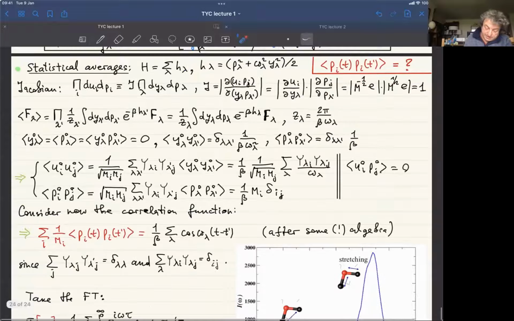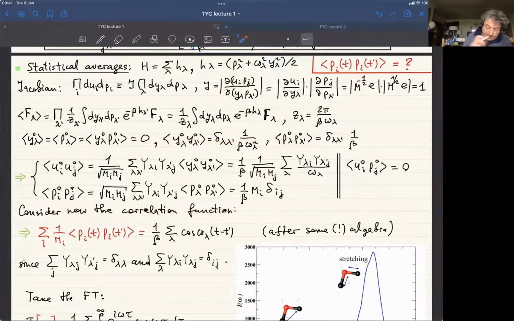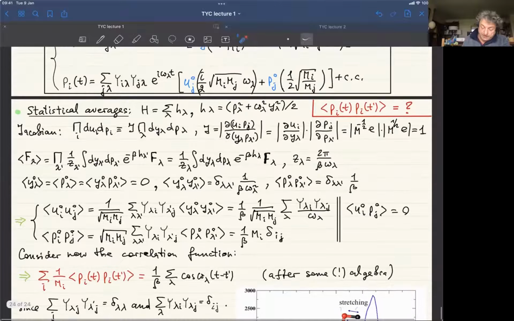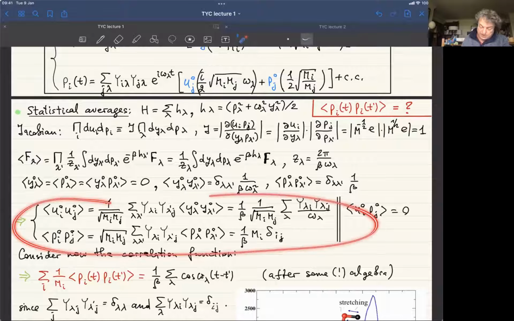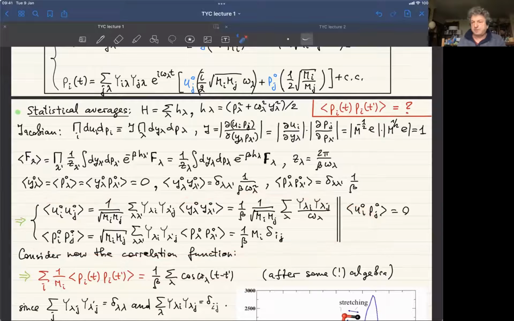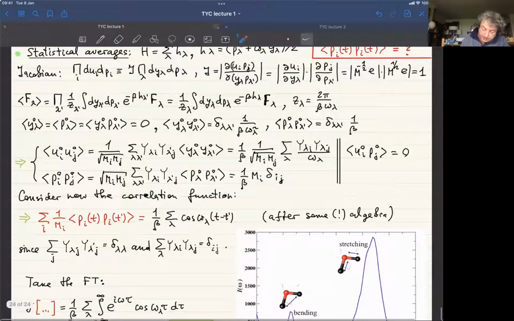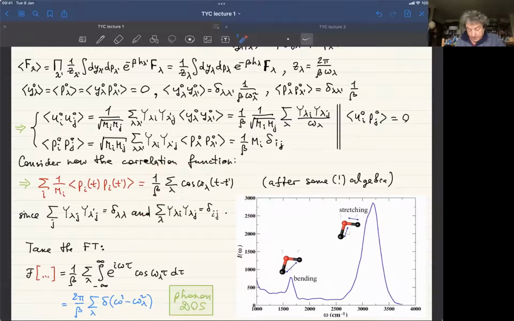Once this is done, we can now finally perform the full calculation of that average, which is here, p of i multiplied by p of i prime. Use this result for the averages. The calculation is actually very simple, but it requires a little bit of time. It's a bit cumbersome, but what you get is just a sum of cosine functions, with 1 over beta in front.